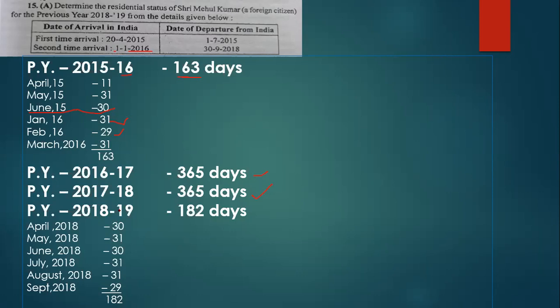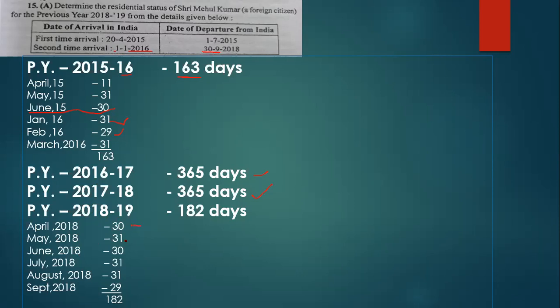In 2018-19, here he is in India till 30th September. So in 2018-19 we have to calculate. When will 2018-19 start? In April, 1st April 2018. So April 2018, he is staying the whole month. So 30 days.